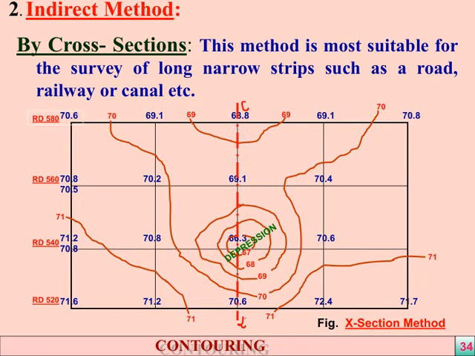Now, let's look at the indirect method, specifically by cross-sections. This approach is particularly useful when surveying long, narrow strips like roads, railways, or canals. You can see in the example how the readings are taken at different points along the cross-sections, which helps us determine the depression or the variation in terrain.